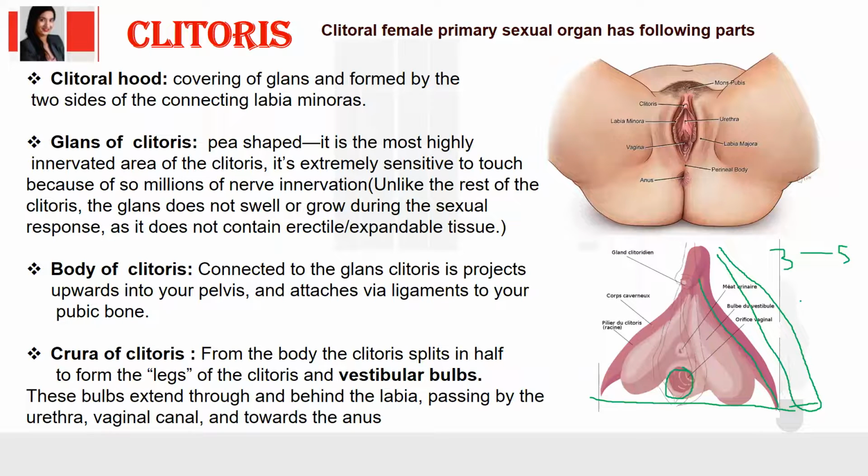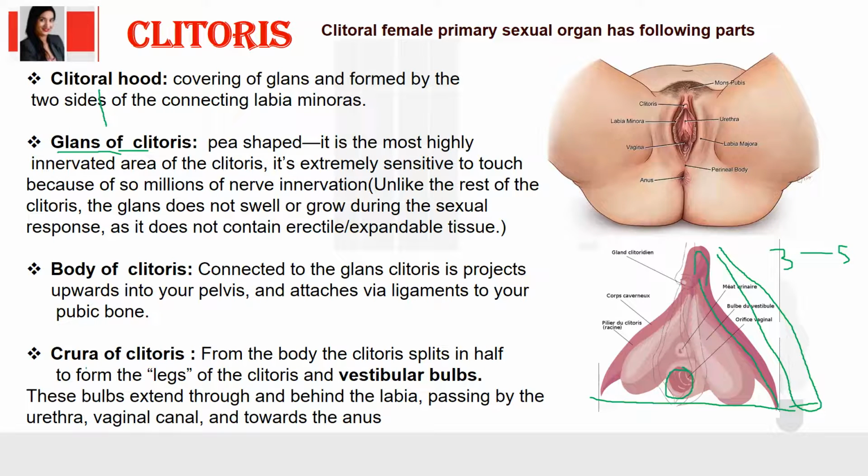Whenever a female is aroused, the length can be more, because this whole clitoral structure is an erectile structure in nature. If you understand the clitoris, it is the female primary sexual organ. It has 3 parts. One is the glans, which is a very shiny part, visible outside, and that glans is hidden in the clitoral hood. And the second is the body of the clitoris. So this is the body of the clitoris.